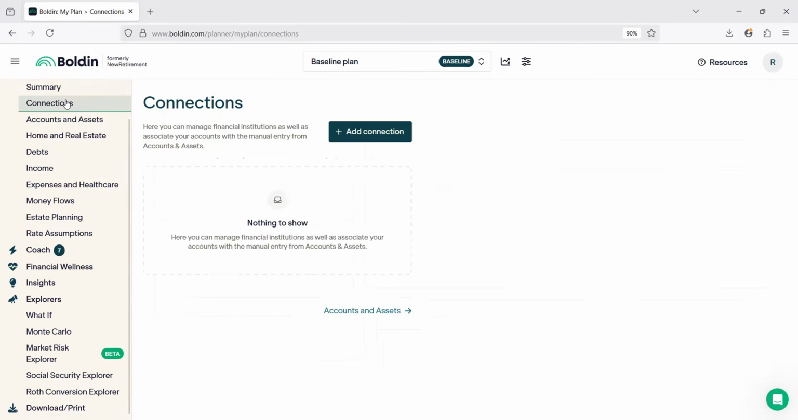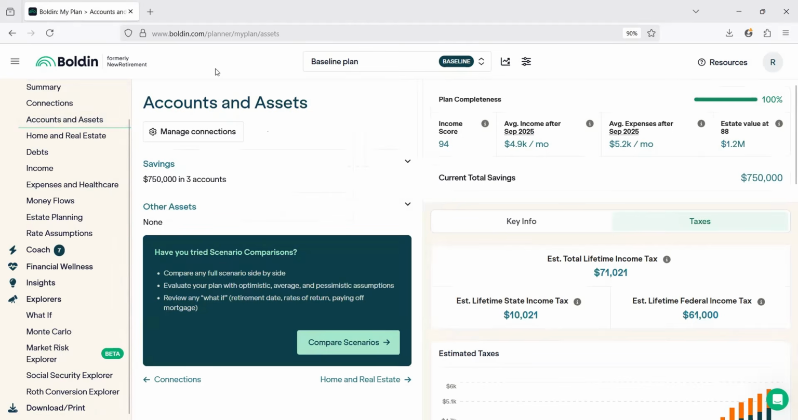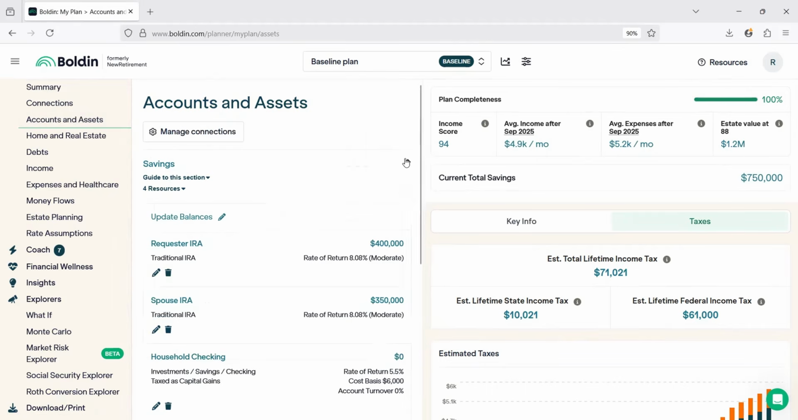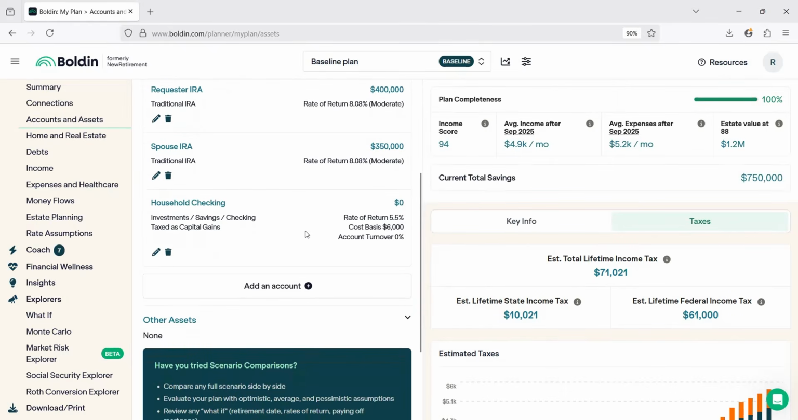All right. So then I went in under accounts and assets. I was told that there were $750,000 in a traditional IRA. Taking a look at the two amounts of the Social Security, I broke those up between two different IRA accounts because this does make a difference for your RMDs when they're hitting. So this may or may not be right, but I distributed it accordingly. The requester has an IRA for 400,000. The spouse has one for 350. And then I have created a household checking that can handle any overflow.